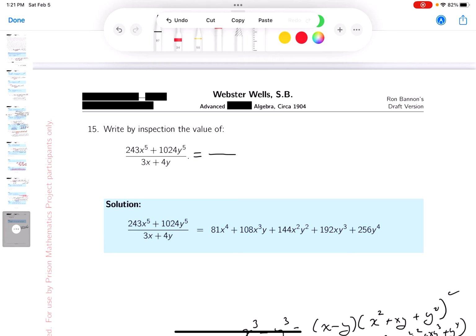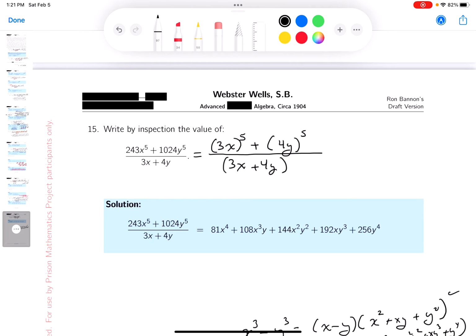But let me write this down, and I want to be careful about it. I'm going to say this is 3x to the fifth power, and then I'm going to put plus 4y to the fifth power. All right, then you get 3x plus 4y on the bottom. Now, by the way, I'm going to write this a little differently, but it's going to be equal. I'm going to write it as 3x to the fifth power minus negative 4y to the fifth power. It hasn't changed meaning at all. It's still the same problem.